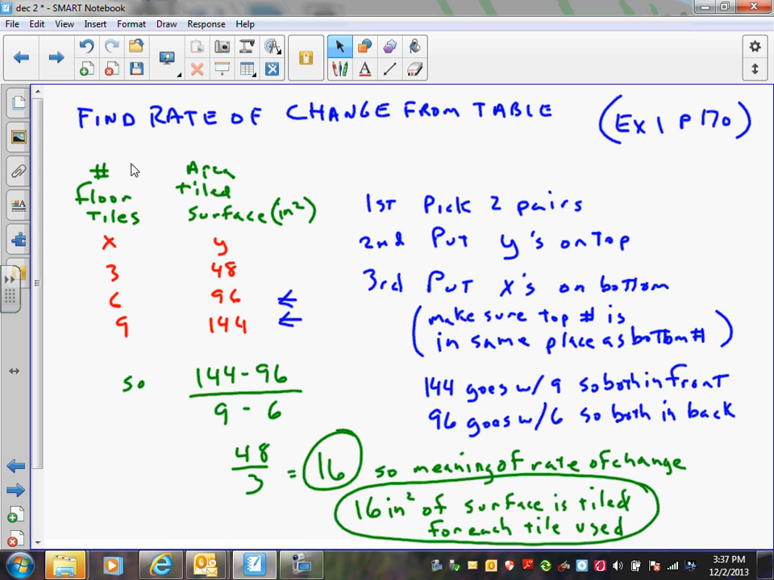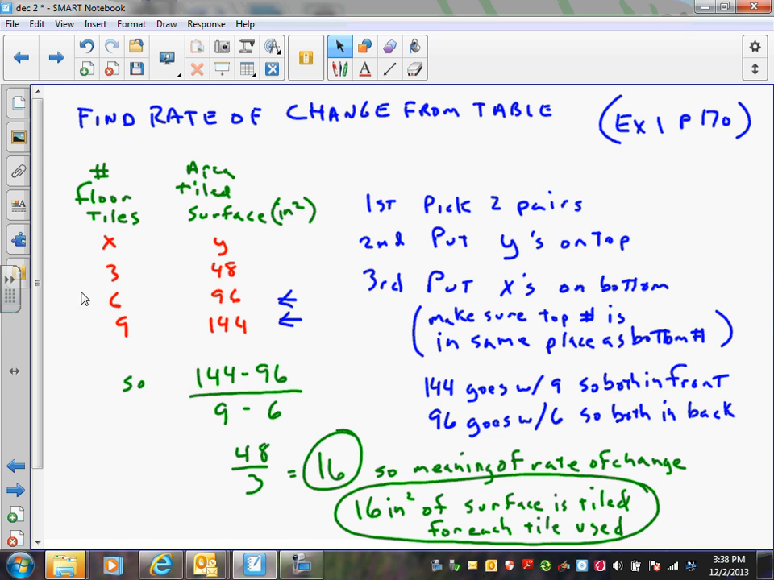So if we want to find the rate of change from a table, this is like example 1 on page 170. You just pick two pairs. You put the y's on top, you put the x's on bottom. Make sure the top number is in the same place as its matching bottom number. So I've got a table, floor tiles versus area tiled surface in inches squared. My x's, this is the number of floor tiles, 3, 6, and 9. My y's, this is the surface area covered by them, 48 square inches, 96 square inches, 144 square inches.